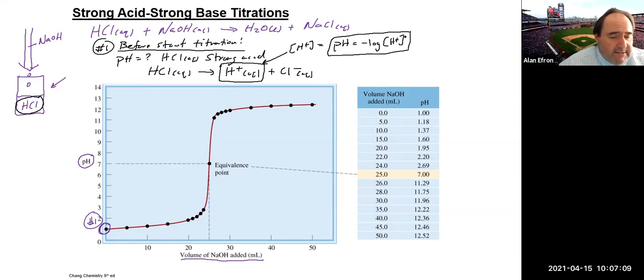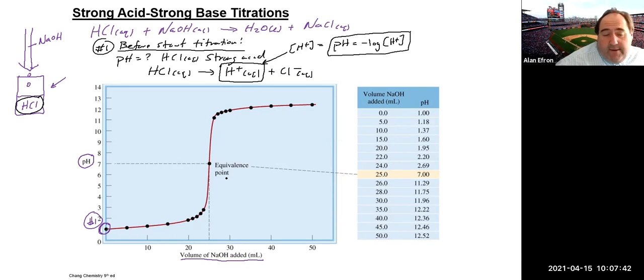It's a strong acid, so if you look at the graph, it is starting in the right location. It is starting acidic, as we would expect at this point. So before we start the titration, in a titration of a strong acid and strong base, we essentially have only the strong acid present, which means we can just go right into the pH equation to get the pH. Any questions on that?